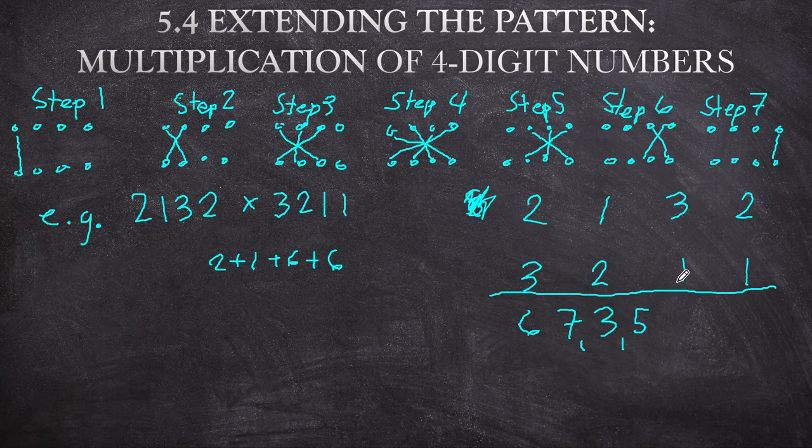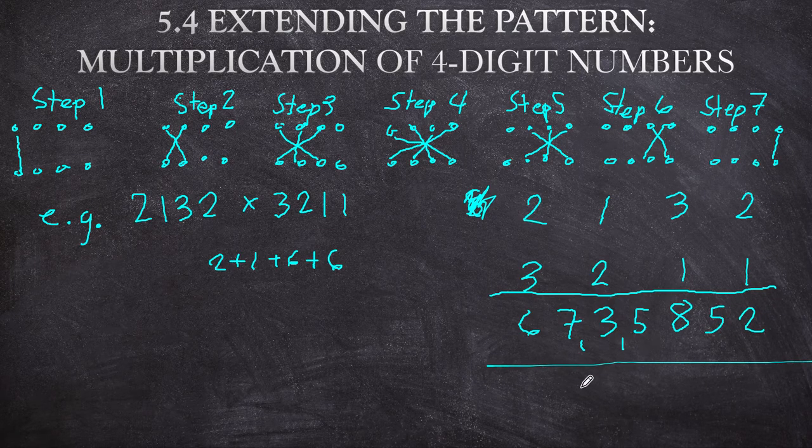So 1 plus 3 is 4. 4 plus 4 is 8. Okay, so that's our 8. That's our answer there. Next is we have 3 times 1 plus 2 times 1. So 3 plus 2 is going to give us 5. And lastly, 2 times 1 as step 7 is going to give us 2.